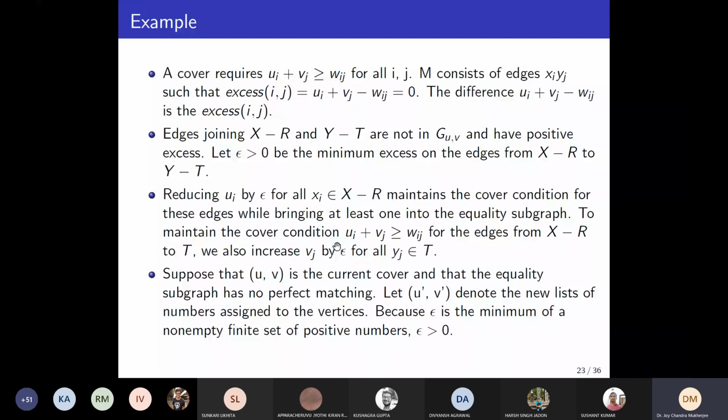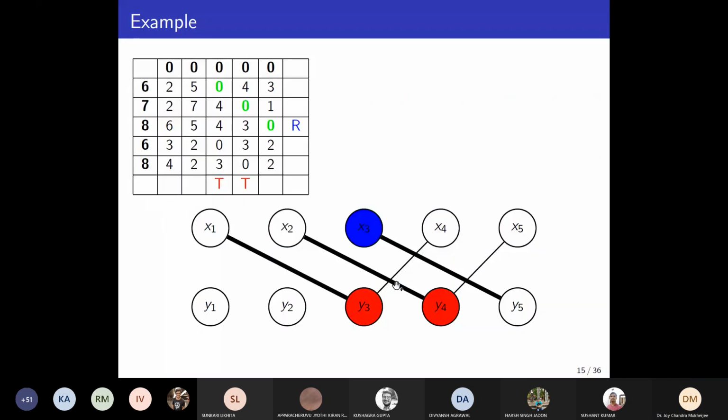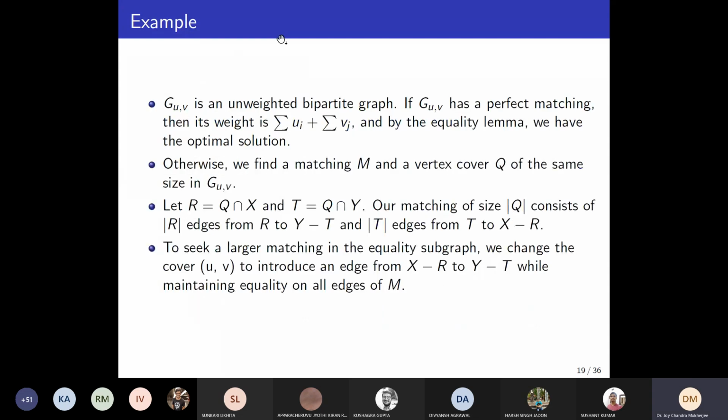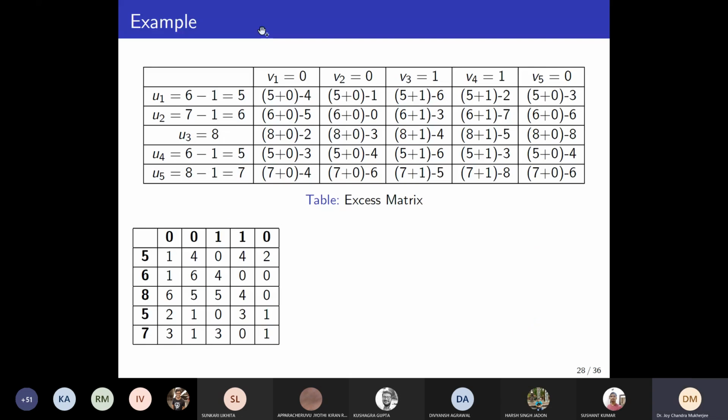suppose uv is my current cover. What is uv? uv is basically this. This is my u vector, this is my v vector, that is my uv. And after decreasing by epsilon, these are the new u and new v. So earlier the summation of uv was 35, the new uv summation is 33. That is u prime v prime.